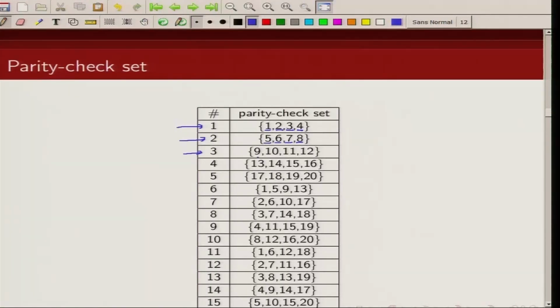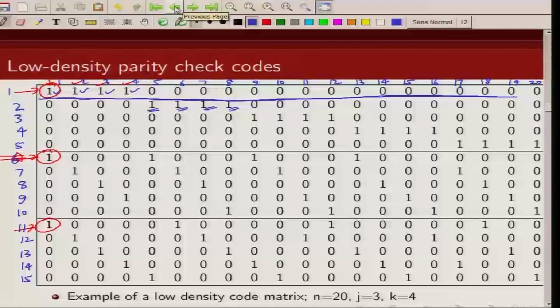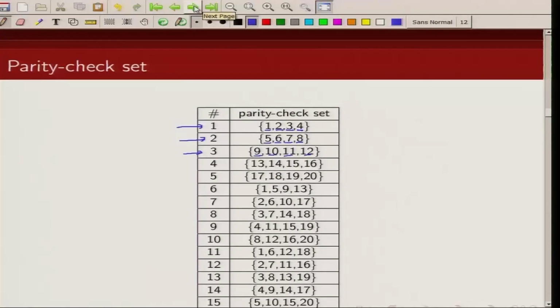Similarly, the third parity check set has 9, 10, 11, 12. We can take any example. Let us just take the 8th one: bits number 3, 7, 14 and 18 are participating in the parity check equation. So, this is how for each of the parity check equations we create a parity check set. There are 15 such parity check sets for this particular example.